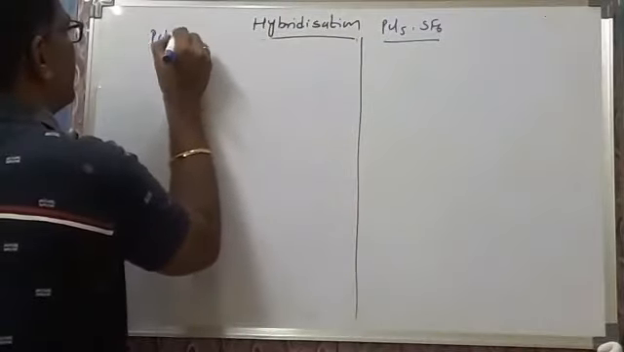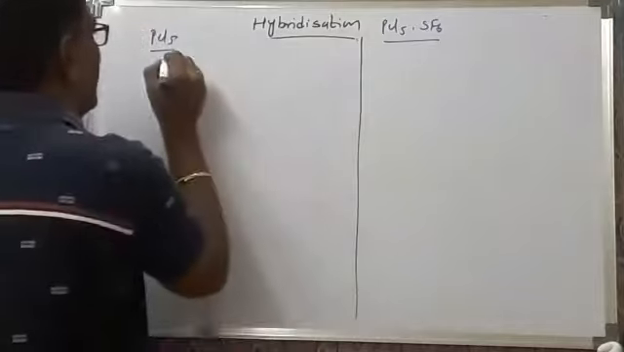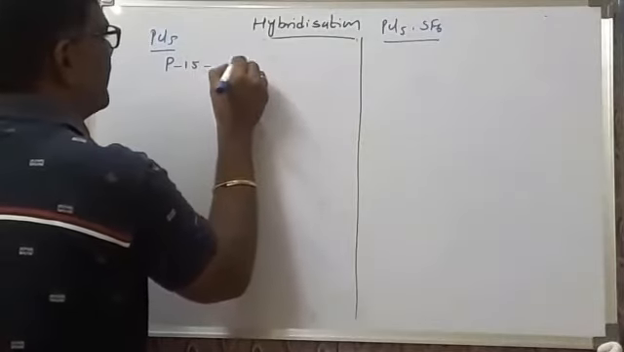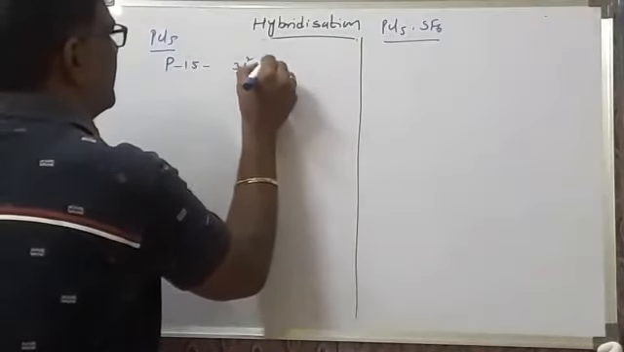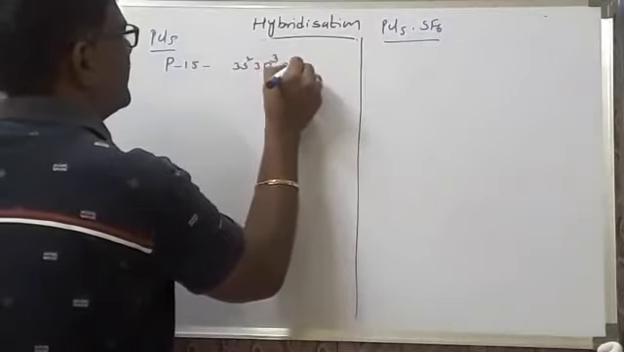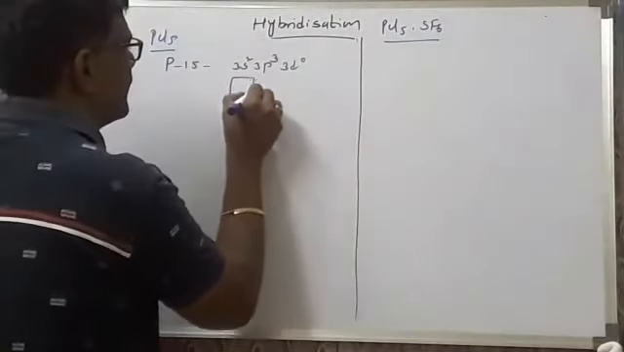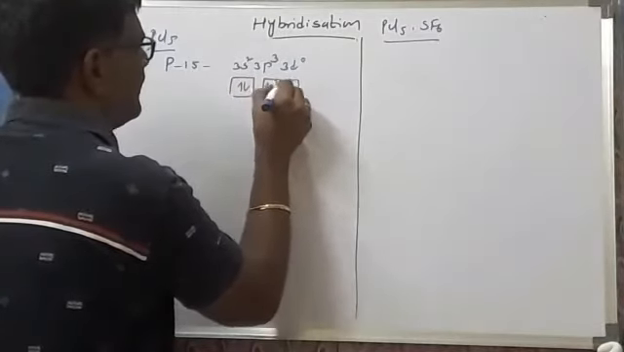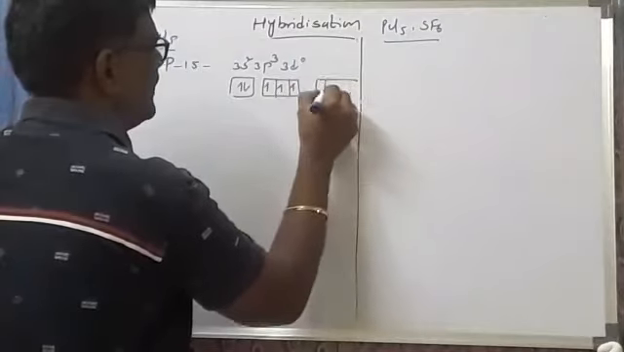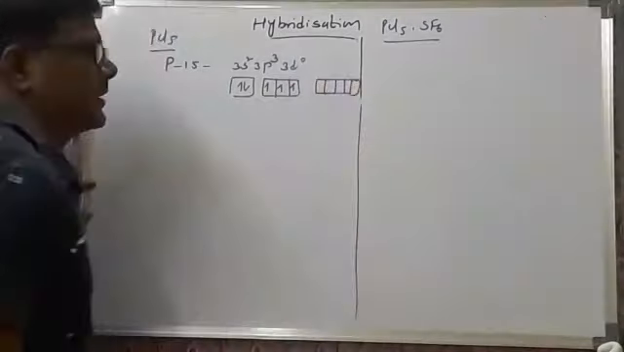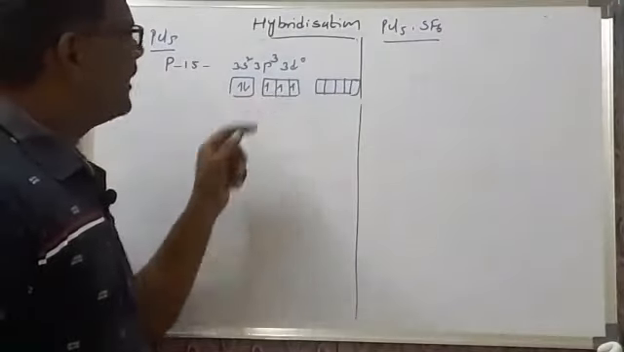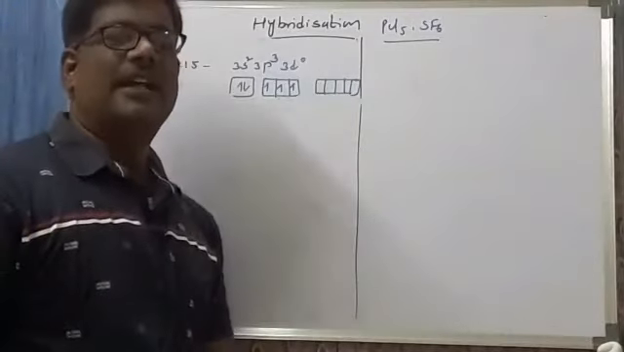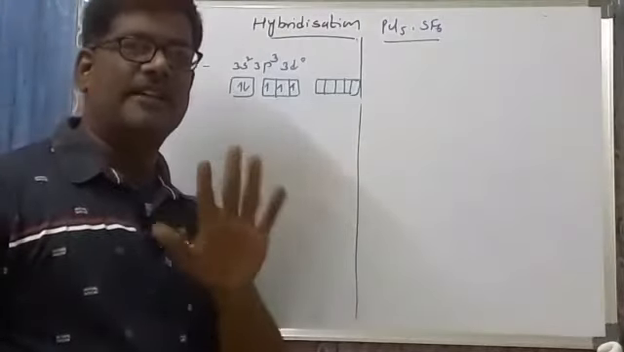PCl5, which is called phosphorus pentachloride, has phosphorus as the central atom, whose atomic number is 15. The valence electronic configuration is 3s2, 3p3 and 3d0. In the orbital configuration, we have 3s2, 3p with px, py and pz orbitals, and 3d with 5 vacant orbitals. In the valence shell we have only 3 unpaired electrons, so it can form only 3 bonds, but 5 chlorines are there. To form PCl5 you require 5 unpaired electrons.